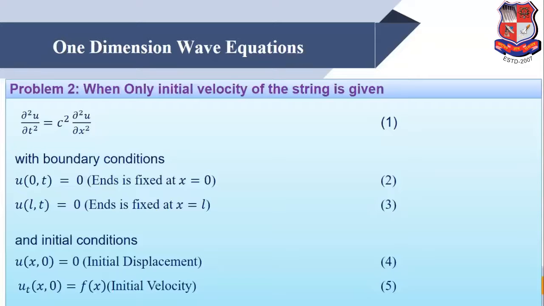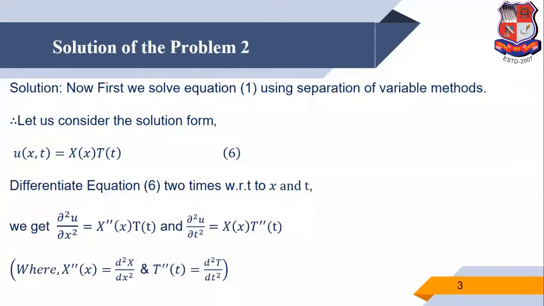So what is the difference between problem 1 and problem 2? The equation and the boundary conditions are similar, only the initial conditions are changed. In problem 1, initial displacement is given where velocity is 0, and in problem 2, initial displacement is 0 and velocity is given. So only the initial condition changes. The boundary conditions are the same in problem 1 and problem 2. Now we solve problem 2.